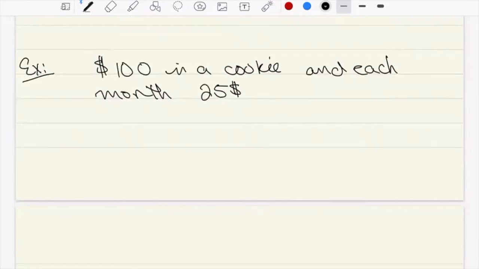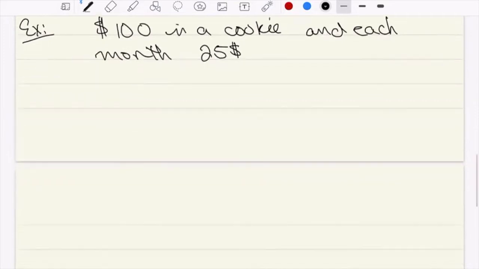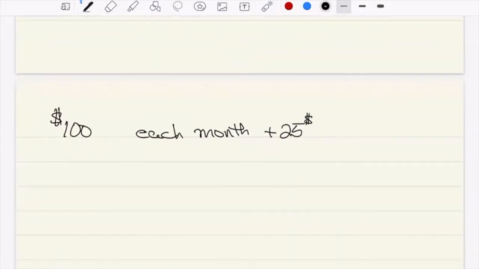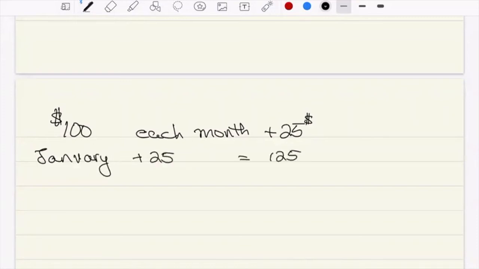If you want to look at why dependent and independent, I start with $100, and each month I'm adding $25. So let's say I started in January. In January, I had 100 and I added 25, so now I have 125. In February, I added another 25, so now I have 125 plus 25. And I keep on going.